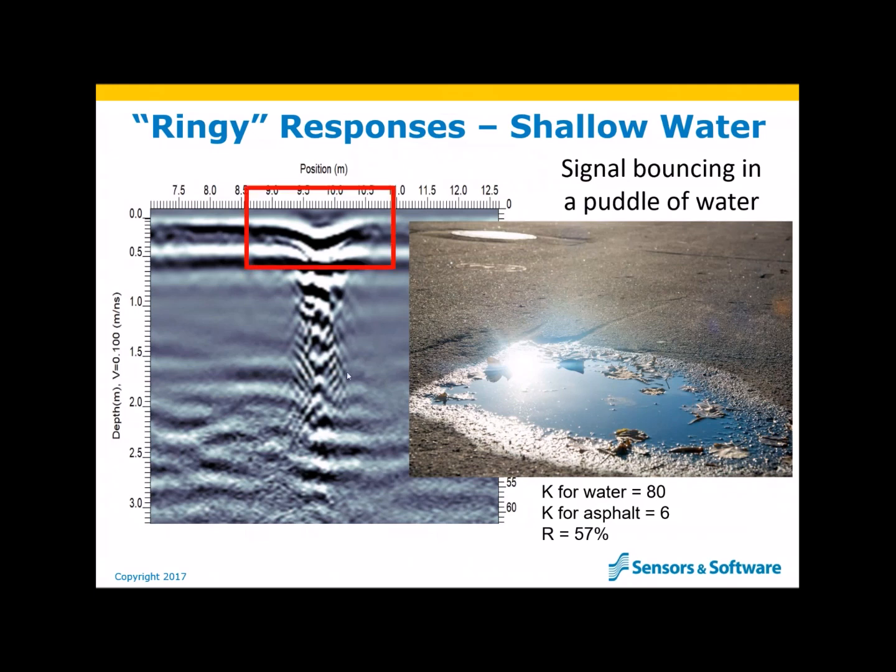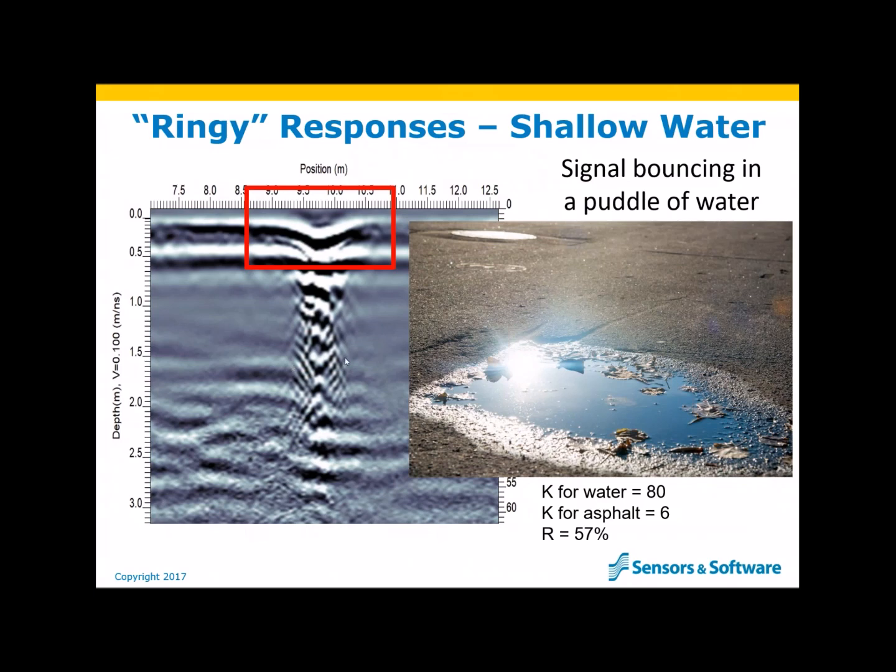In this case, you can tell that this is a water puddle because look at the direct ground wave at the top of the section. GPR signals travel so slowly in water that the direct arrival between the GPR transmitter and receiver along the surface through the water takes much longer compared to when the GPR is on the asphalt. So you can actually see it dip down. This is called a velocity pull down.